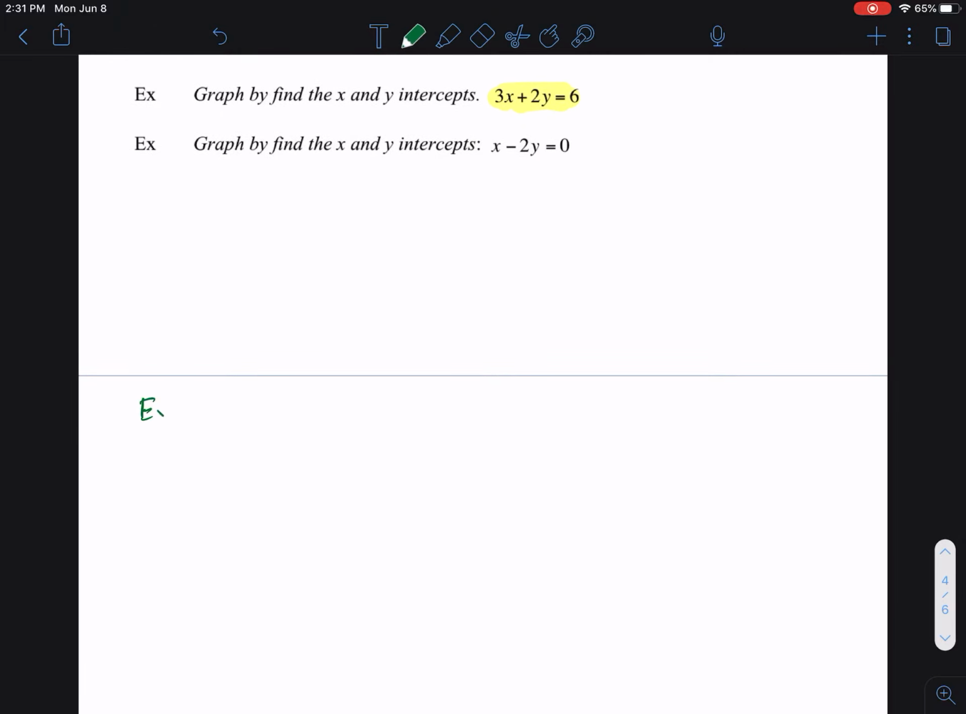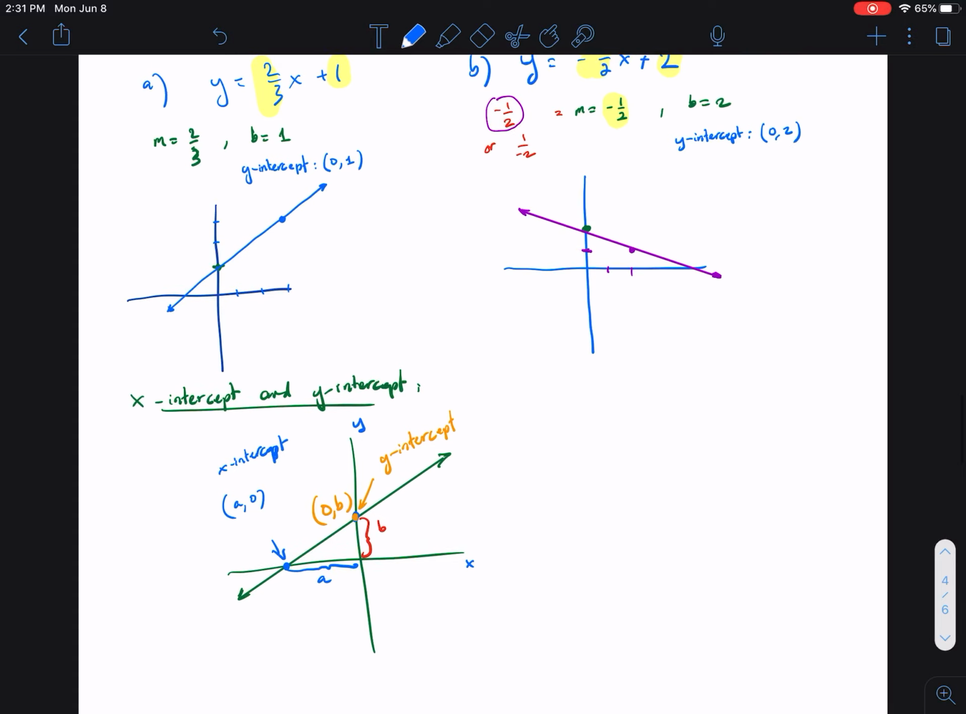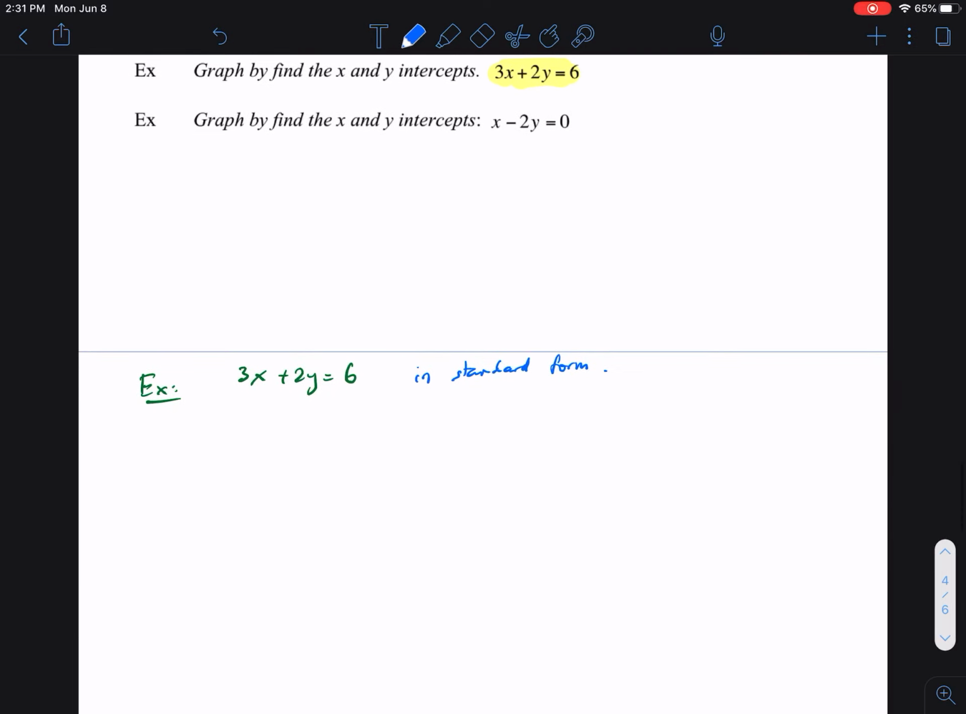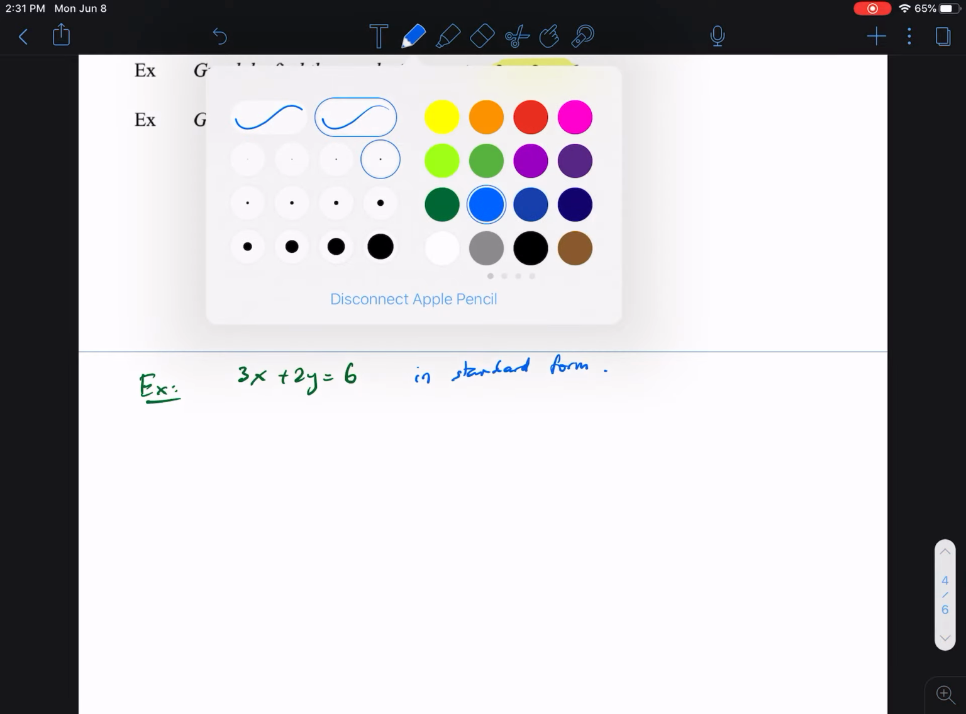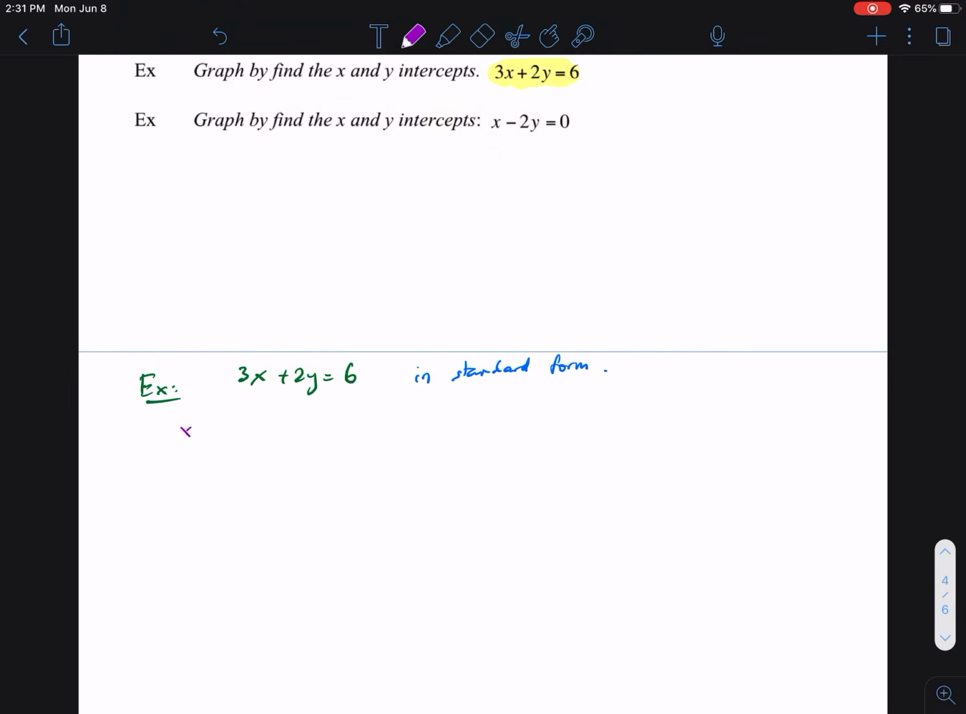Okay, so let's look at this one here. So for example, 3x + 2y = 6. So notice that this equation here is in standard form. This form is called standard form. It's not in slope-intercept form. One way we can graph this is to convert to slope-intercept form and graph it using the method we discussed. Or we can just graph it in this form by finding the x and y intercepts. Okay. So first we find the x-intercept.